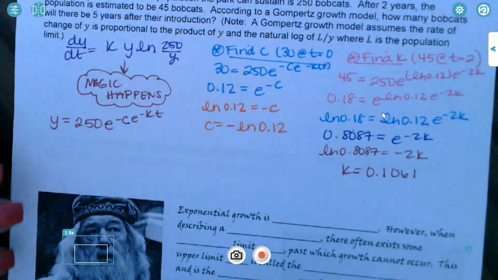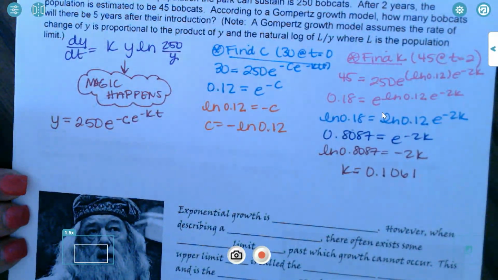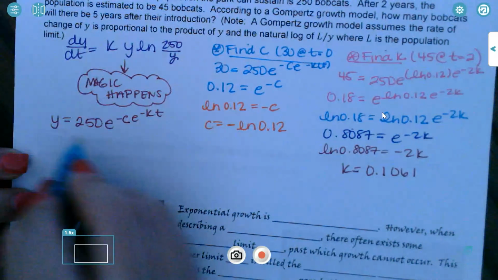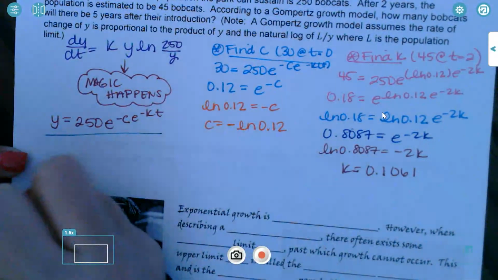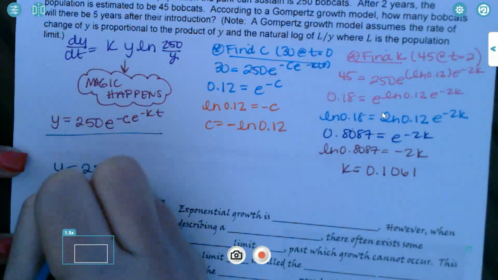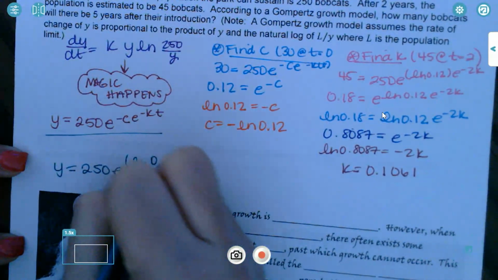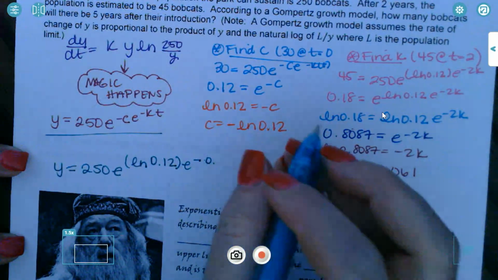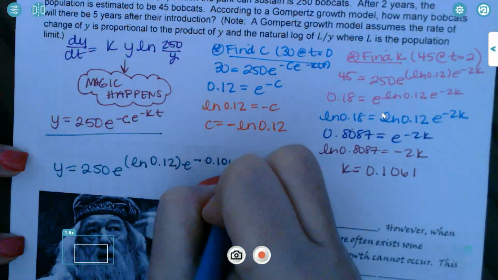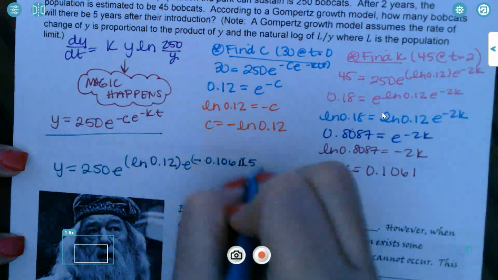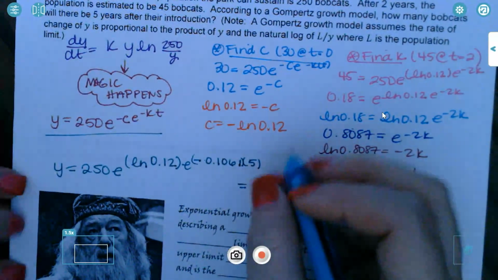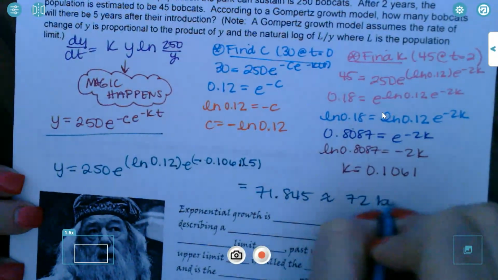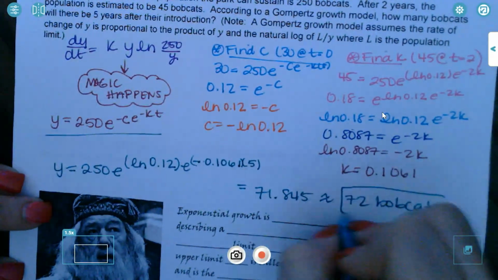And if we want to figure that out for, what did they say, 5 years? So we're just going to plug in 5 right here into our t. So y is going to equal 250 e to the ln 0.12 e to the negative 0.1061 times 5. Plug all of that in and you get about 71.845, or we'll just say 72 bobcats.